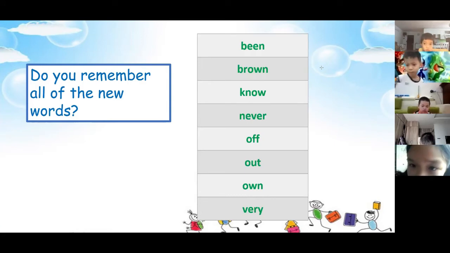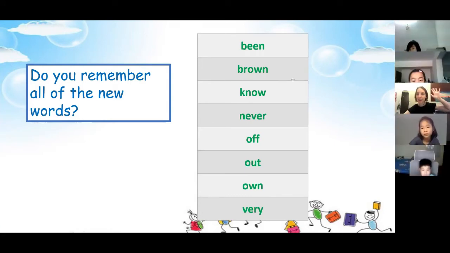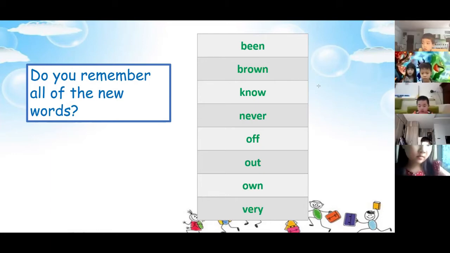I'm going to circle one. And the first one to put their hand up, I will choose you and you can make a sentence with the word, okay?